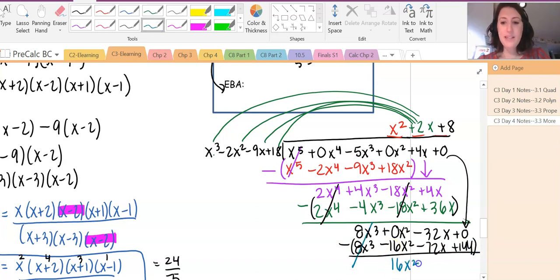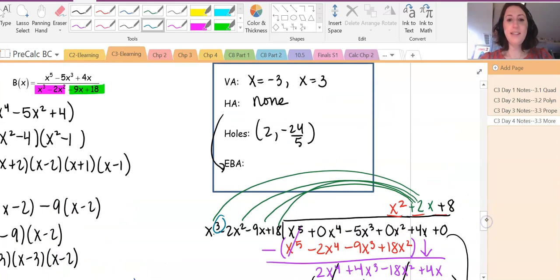And what's going to happen is you're going to get a 16x squared, and you could keep doing more, but look, your degree is now bigger, and so you're done. So our asymptote is y equals x squared plus 2x plus 8.